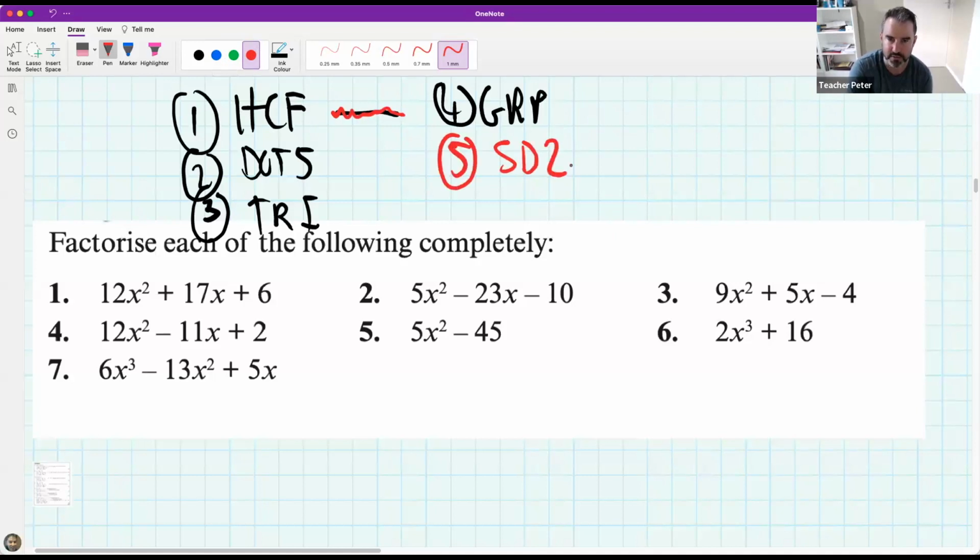Sum and difference of 2 cubes. But these are more rare than these ones. And because of limited time, I will give you past papers that have them in. But for now, today, there are some examples here.